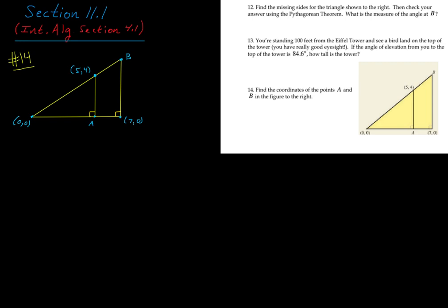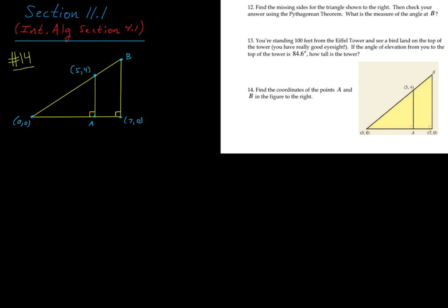In this last video, in section 11.1, we're going to look at question number 14. We're given this diagram with this triangle, and there's some points labeled here, and we're asked to find the coordinates of the points A and B in the figure to the right. I've just copied the figure over here on the left, and this point out here on the far left is 0, 0, so in other words it's the origin.